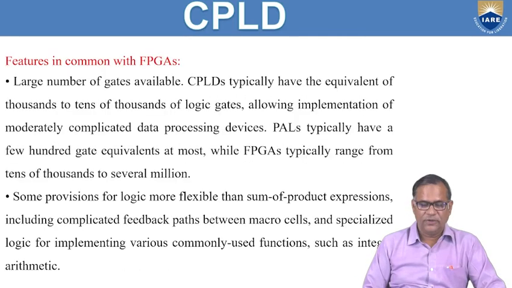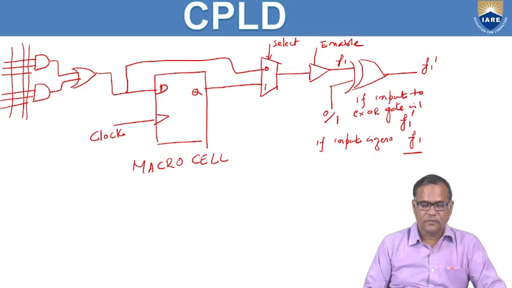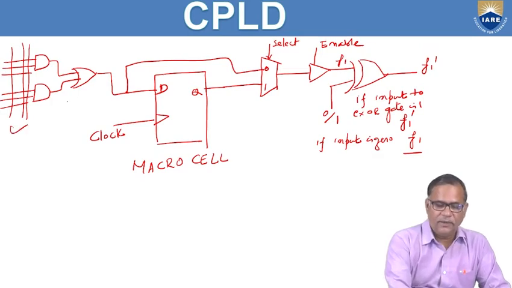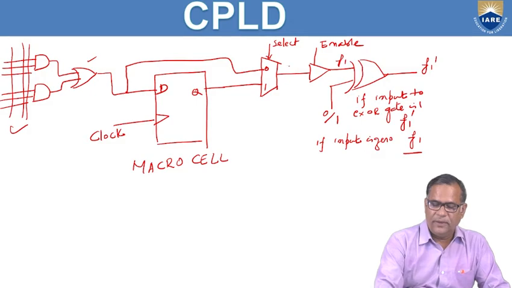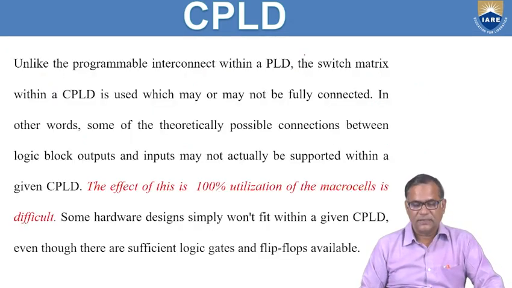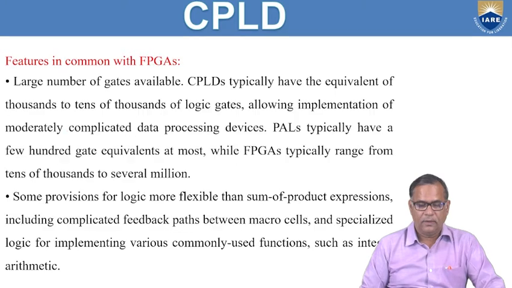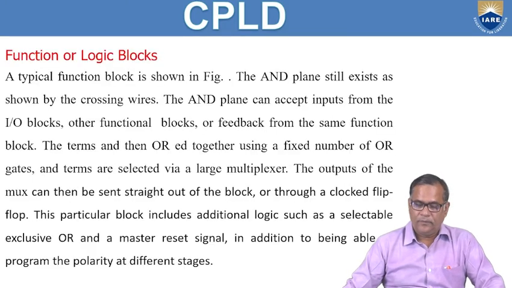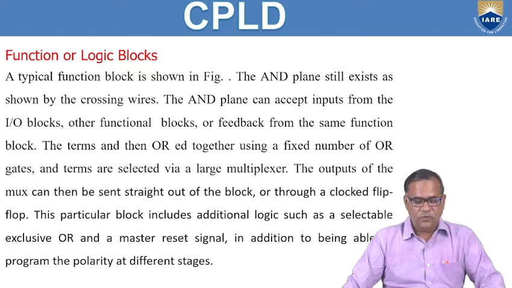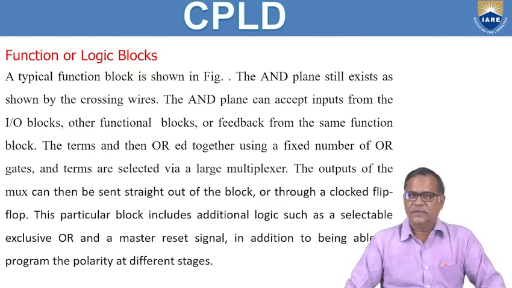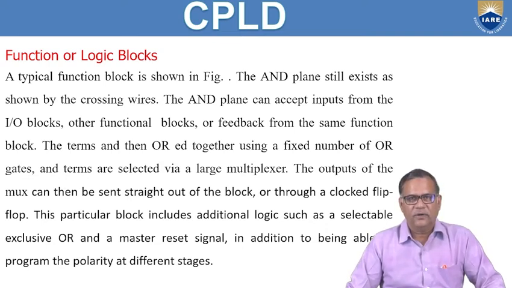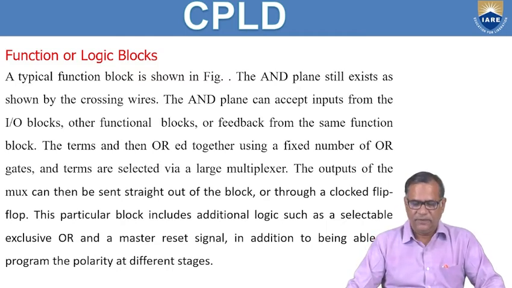As I have shown you here, this is a programmable AND plane, and this is an OR gate, and you have a multiplexer. I'm talking about all these things now. The outputs of the mux can be sent straight out of the block, or sent to a clocked flip-flop in case you are implementing sequential logic. You can also have an exclusive OR gate which gives the function or the complement of the function.